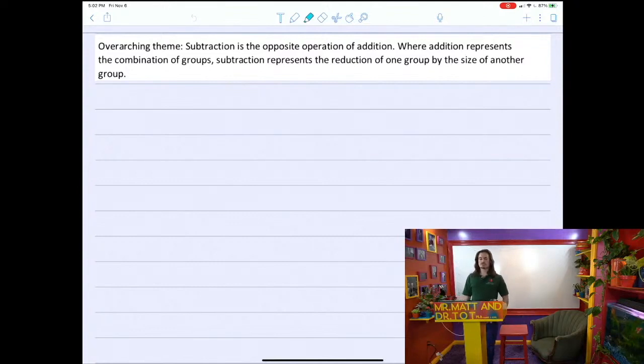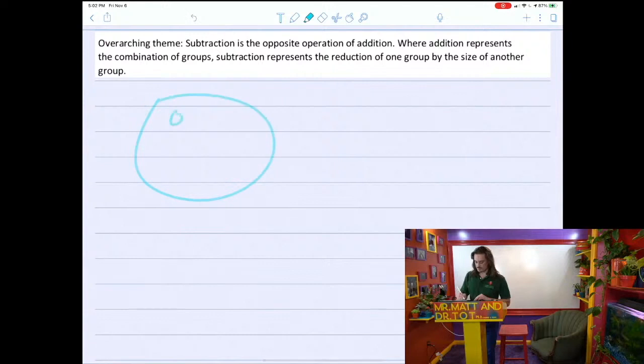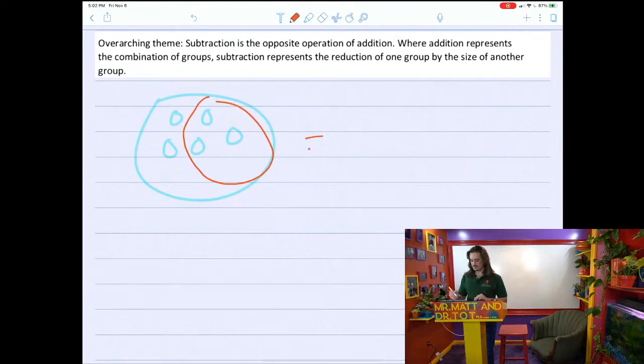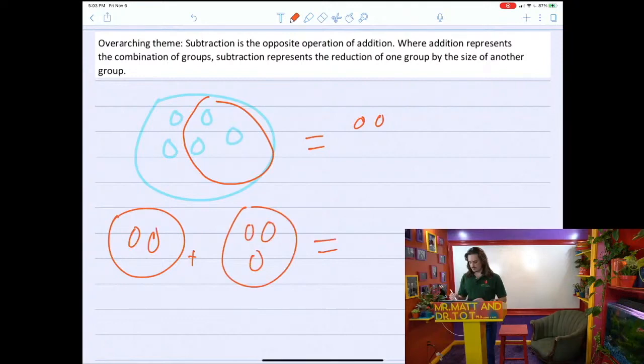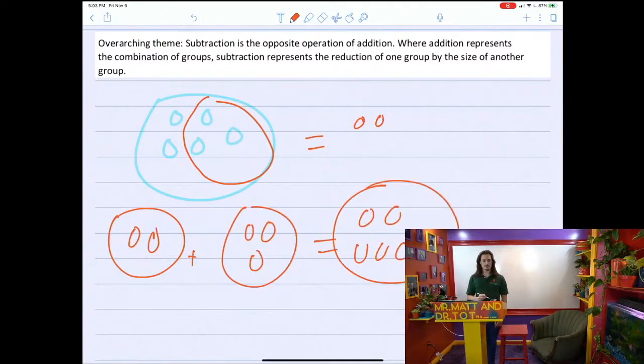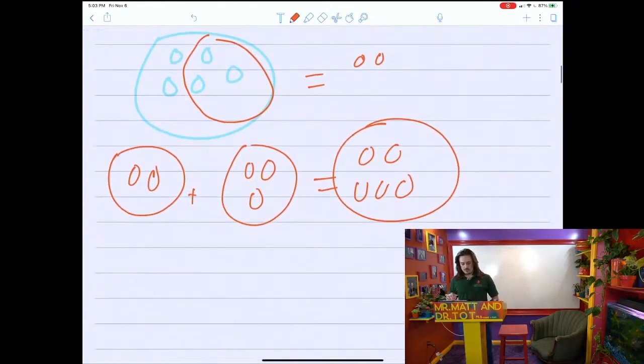Like I said before, the overarching theme here is that subtraction is the opposite of addition. We're going to learn that opposite algebraic operations allow us to undo unnecessary values in an equation in order to ultimately solve for unknown values, or values which we want to calculate. So where addition represents the combination of groups, subtraction represents the reduction of one group by the size of another group. For example, if we have a group with 5 units and we take out 3 of those units, then we're only left with 2 units remaining. Whereas addition was the combination of 2 groups together, subtraction is the reduction of one group from another. If you have any questions, then just let me know.